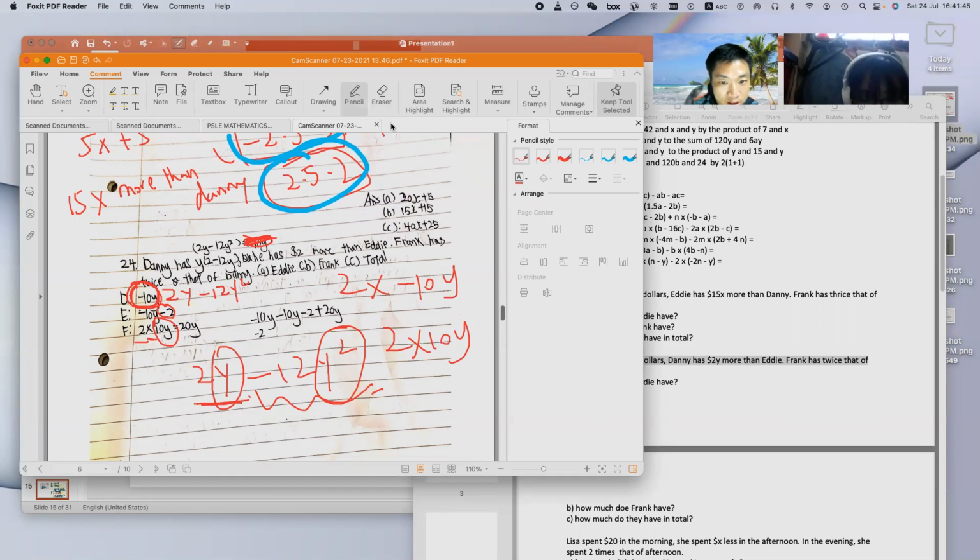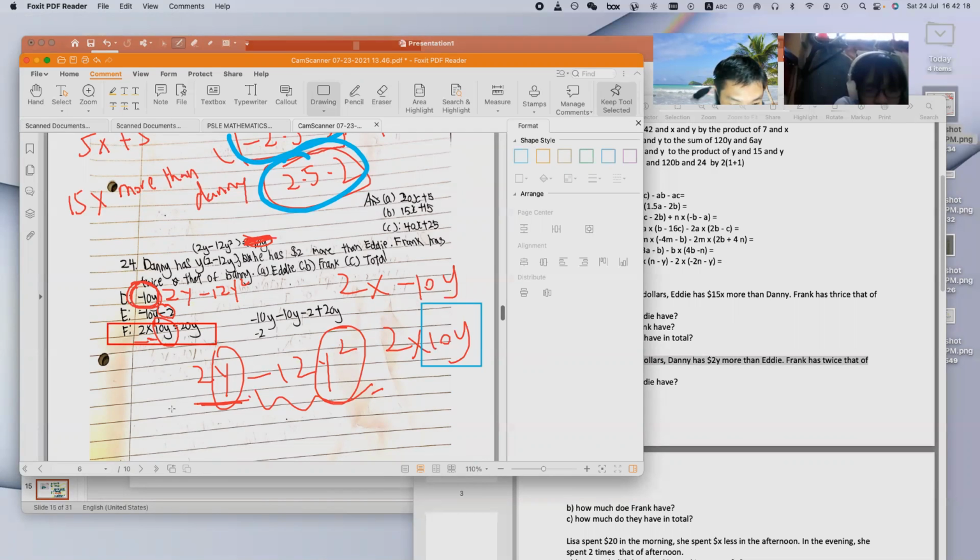Who has 10y in this case? In this entire question, who has 10y? Nobody. Nobody has 10y. Combine. You combine what? I combine the Danny's. I'm talking about Frank. Okay, continue.